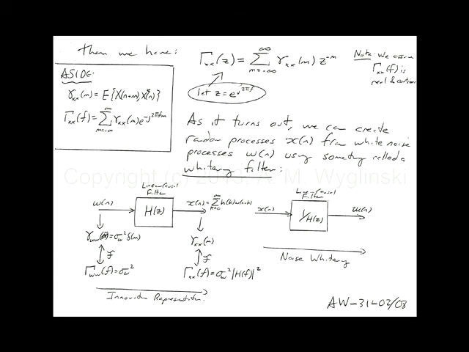And why do we call it white? White light has every color equally represented across all colors, all frequencies, even beyond the visible color range. White light has equal frequency contributions across the spectrum. And then we feed it into this H of z to produce x of n.